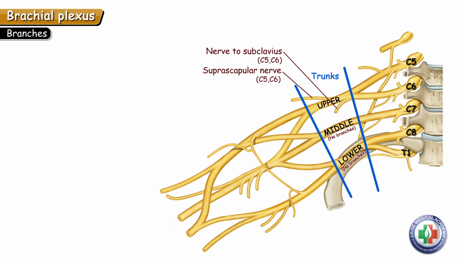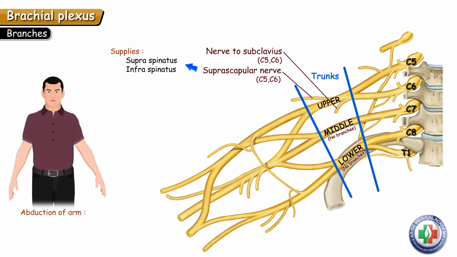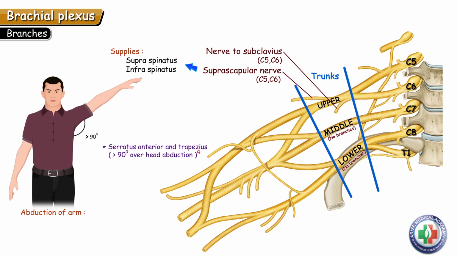Talking about the suprascapular nerve, it supplies both the supraspinatus as well as the infraspinatus muscle. Supraspinatus muscle is important in initiation of abduction of the arm. During abduction of the arm, the initial part of abduction, about 0 to 15 degrees of abduction, is by supraspinatus. 15 to 90 degrees is by deltoid. And more than 90 degrees, that is overhead abduction, is by serratus anterior as well as trapezius muscle.